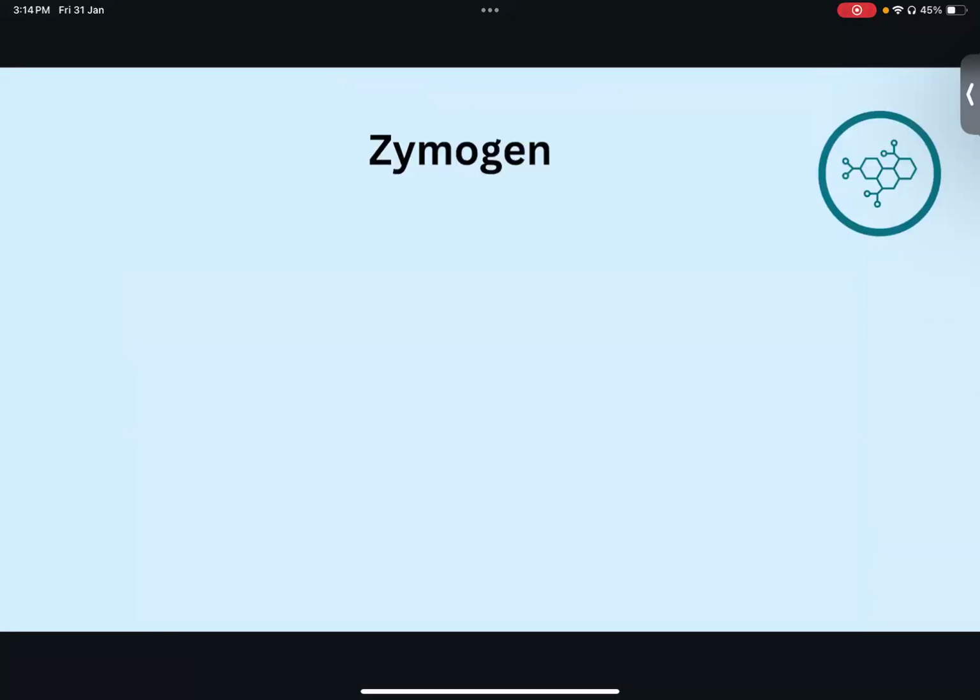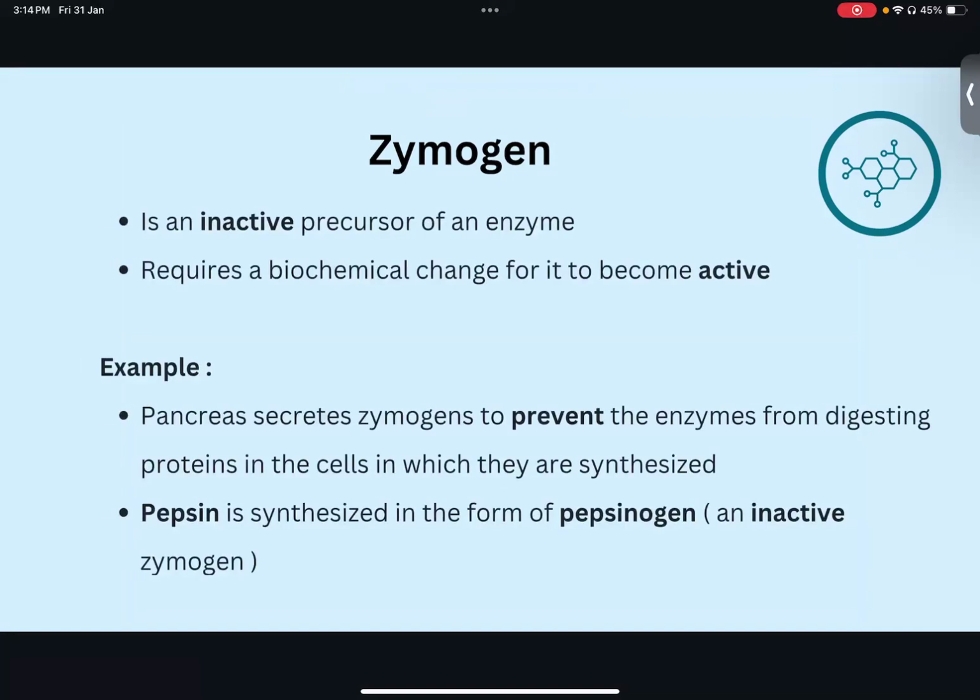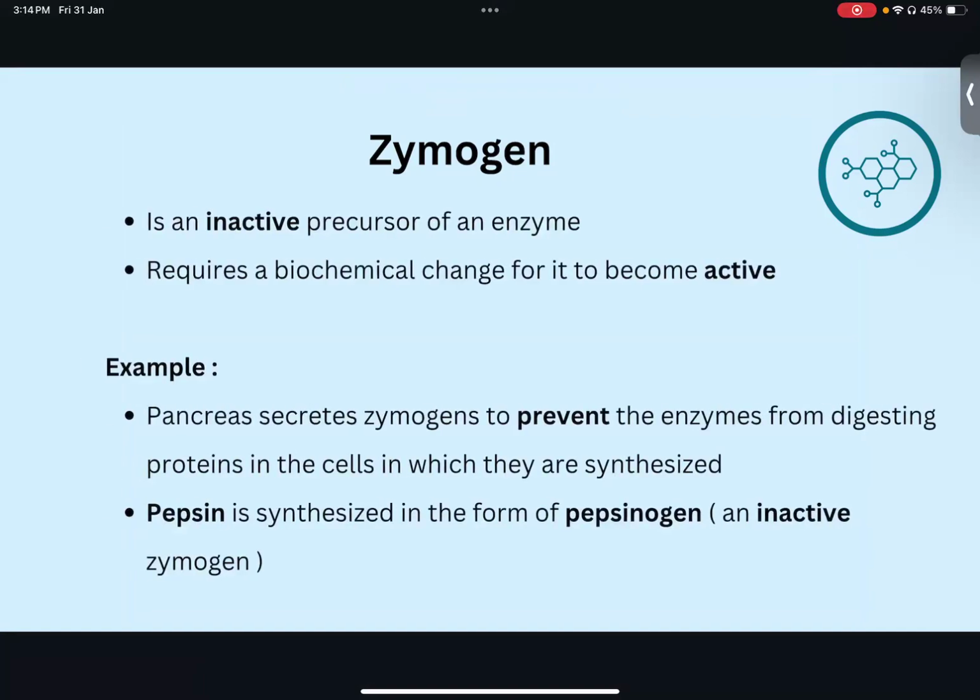So now we're going to talk about zymogen. What do we mean by zymogen? A zymogen is an inactive enzyme that is released to the environment. It is released as an inactive enzyme, and then it is activated using a biochemical reaction. Such as, for example, when the pancreas releases the inactive pepsinogen into the environment, and then into the stomach, and then in the stomach, when it interacts with the acidic environment, it will be activated to form pepsin.